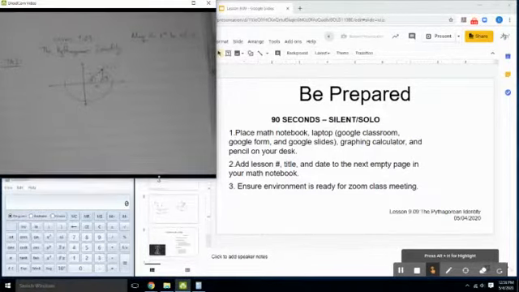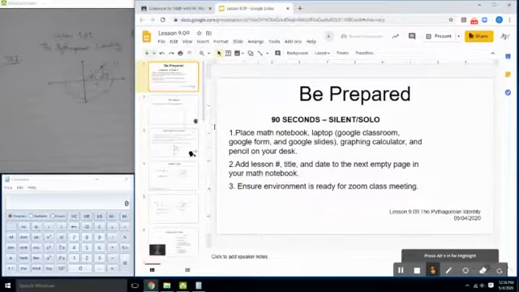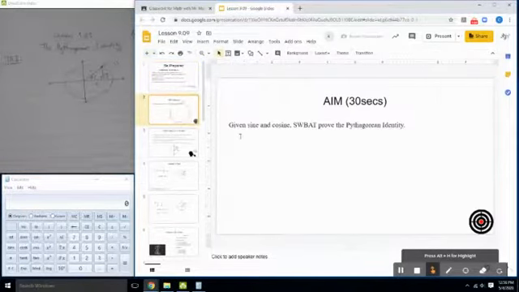Alrighty, welcome back. Thank you for updating the date and the title for today. Now, our lesson is entitled the Pythagorean identity. We're going to use the Pythagorean theorem to map out the identity for this triangle, the same triangle that we've been using for this whole section. Our aim is, given sine and cosine, students will be able to prove the Pythagorean identity.